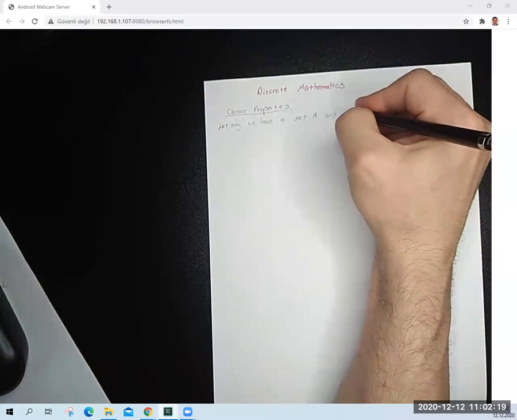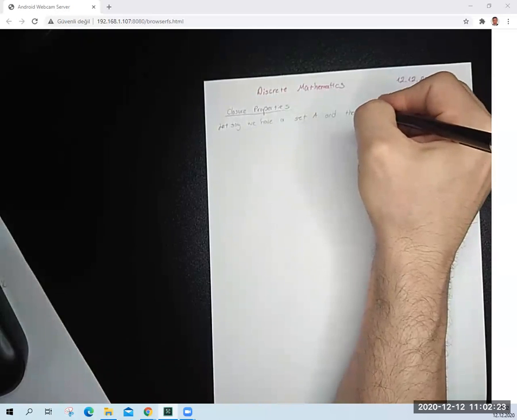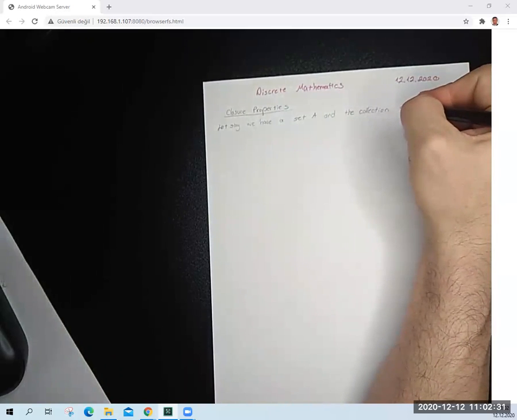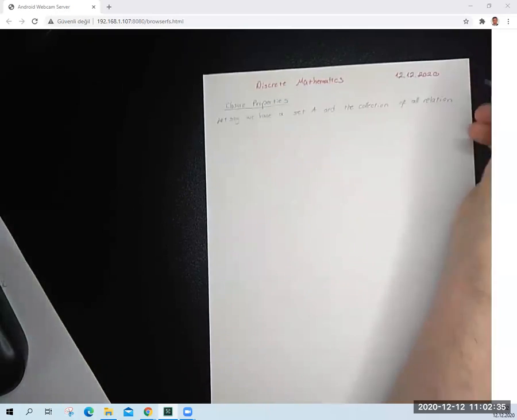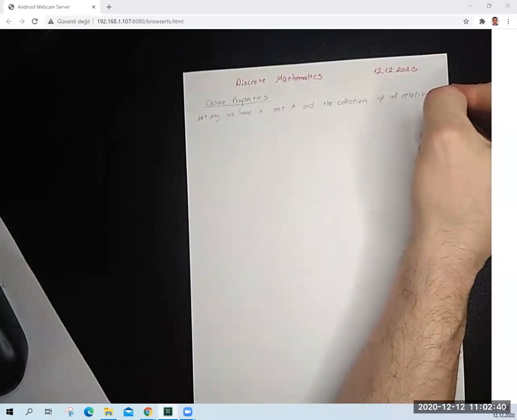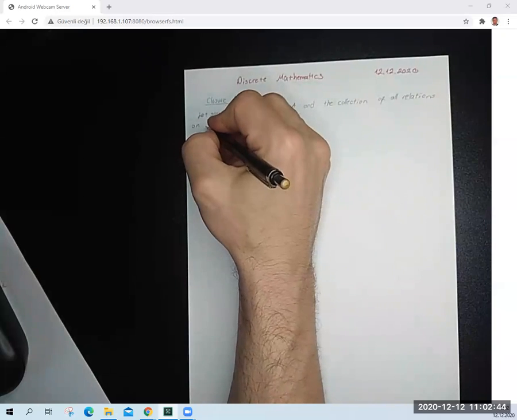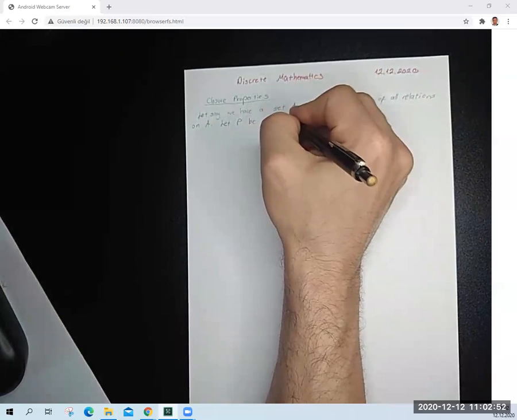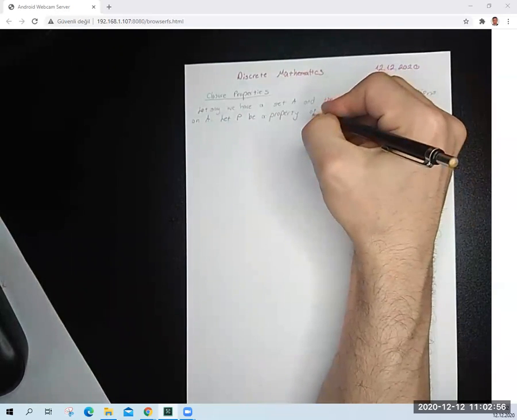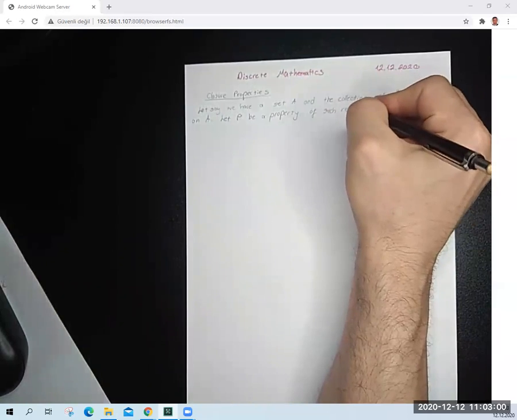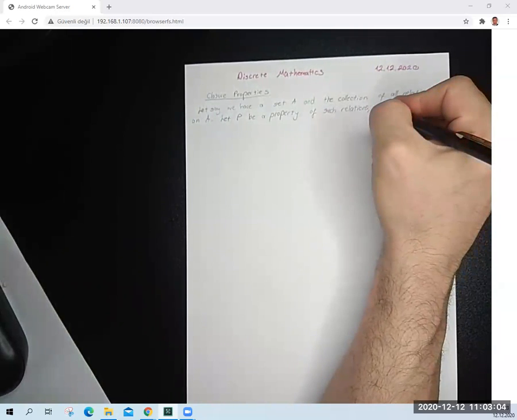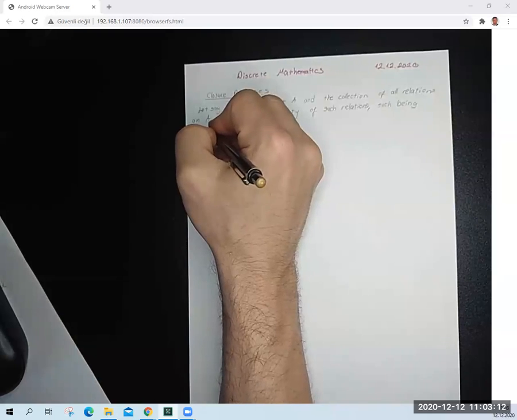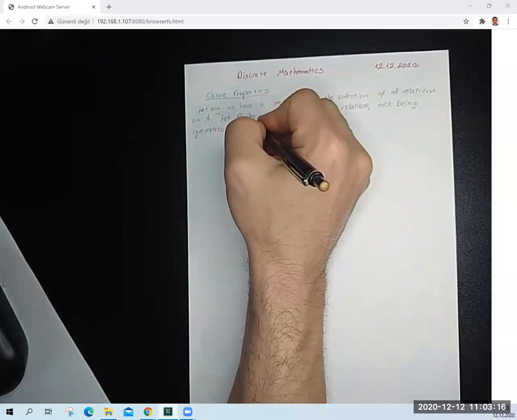and the collection of all relations on A. Let P be a property of such relation, such as being symmetric or being transitive.